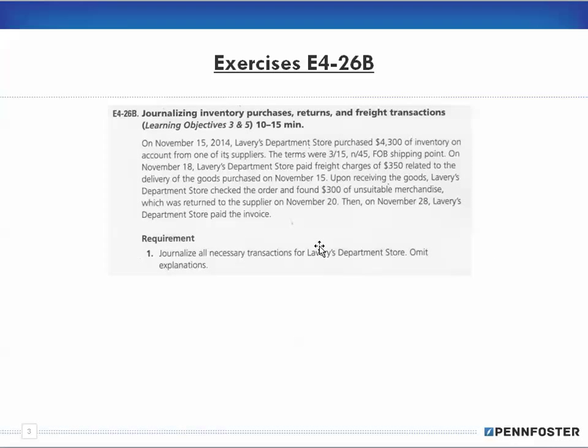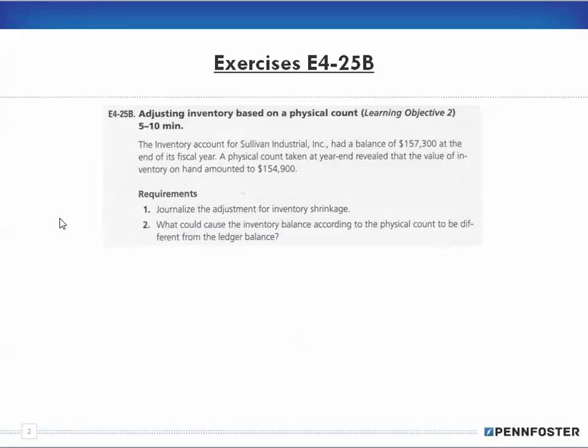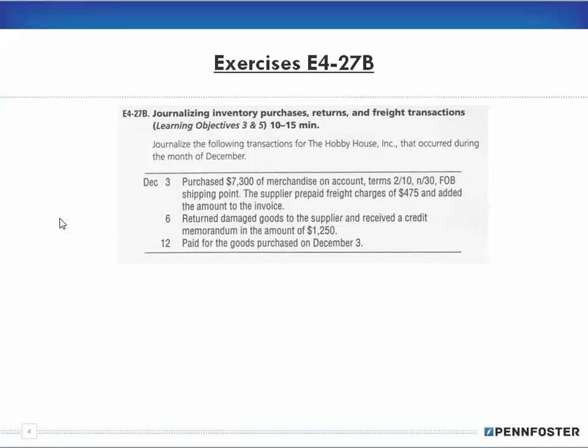This is very similar to exercise 4-26B. In 4-26B, they gave you all this information in paragraph format. Now they're giving you basically the same information but by date. So go back and watch 4-26B for a more detailed explanation of how I'm making those journal entries. I'm not going to spend as much time on 4-27 because that explanation is in 4-26. So let's get started here.